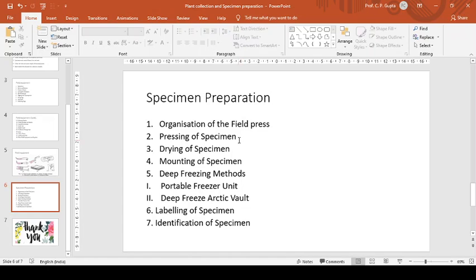Second is pressing of a specimen. It is very important how to press the specimen. This will decide whether the specimen will be valuable for us or not. So, a specimen after being cut or dug should be pressed as soon as possible.